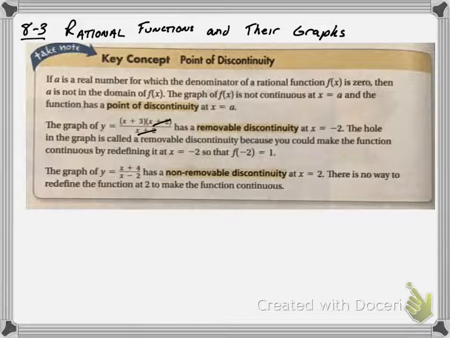The graph of y equals (x plus 4) over (x minus 2), notice they don't cancel, has a non-removable discontinuity at x equals 2. Why? Because remember, the denominator, x minus 2, cannot equal 0. Solving, x cannot equal 2. That's why it has a point of non-removable discontinuity at x equals 2.